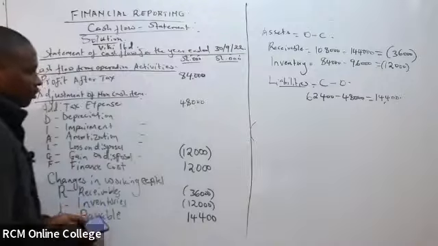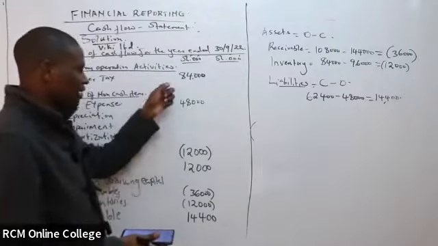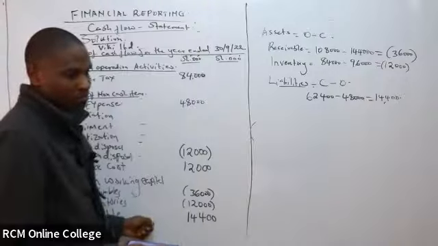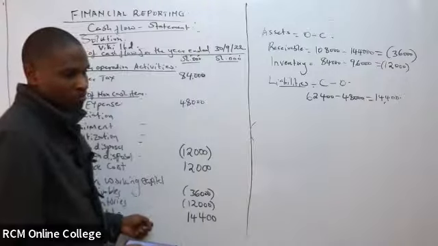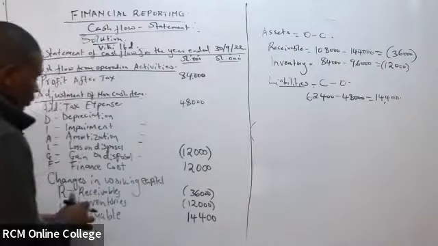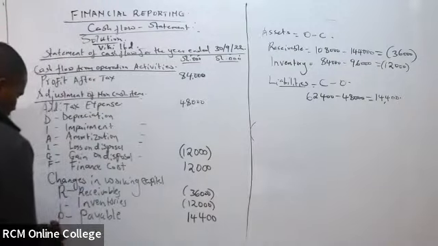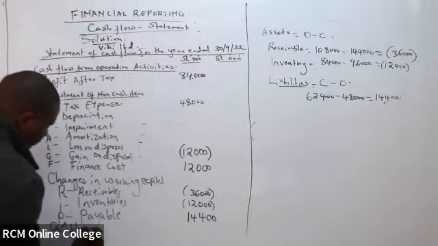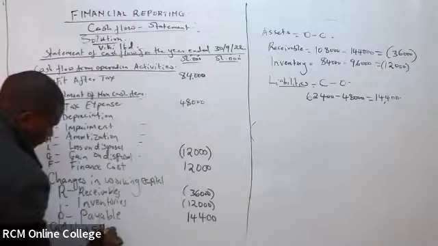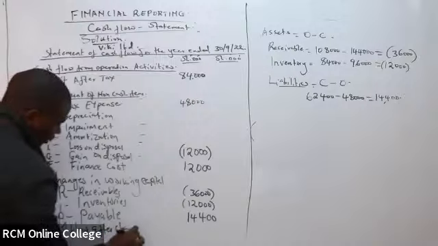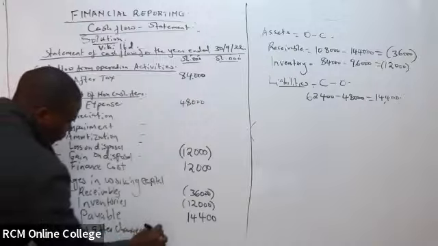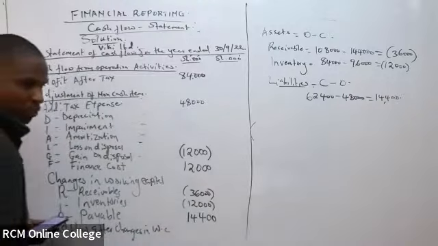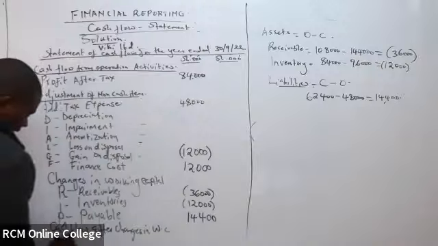14,400. Imagine all these are free marks. Free marks. Then from that point, class, you can get the cash flow after changes in working capital. You put it there. And then our next point will be what? Less tax.